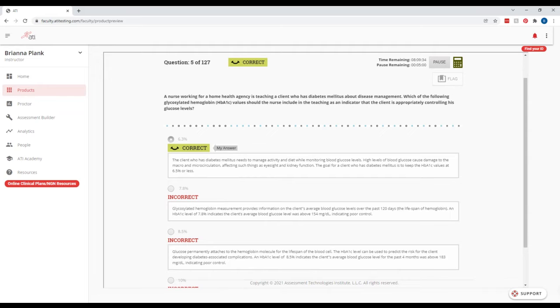Because instead of our finger stick blood glucose, which shows us just a snapshot in time, our hemoglobin A1C is showing us a long period of time. So not just what their blood sugar is that day, that moment, but how it's been controlled over time. So that's why it's useful, and that's why it's used in outpatient management for diabetes.